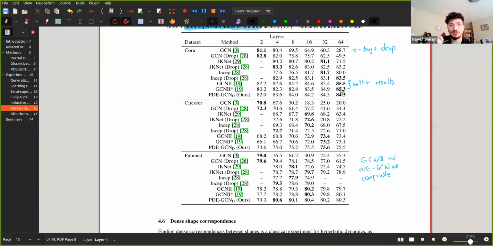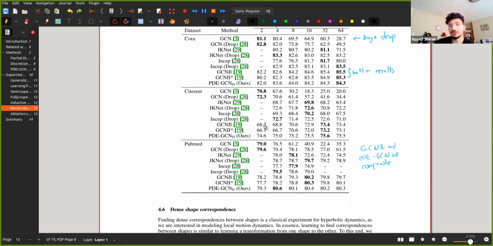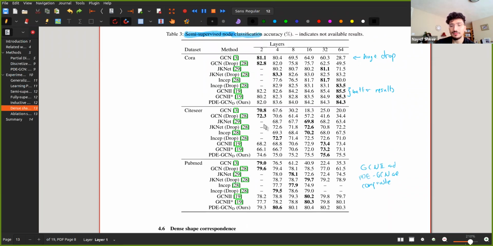And then you get really good results for the PDE GCN, but also for GCN II, where they try to solve the over-smoothing problem. Actually a bit better results than PDE GCN as you increase the number of layers. And this is typical with pretty much all three of these data sets as you increase the number of layers. You don't really lose that much in accuracy, which is good. So that pretty much solves the over-smoothing problem in this case.